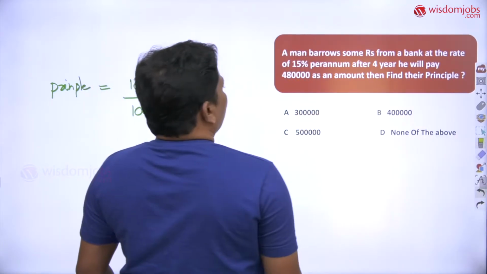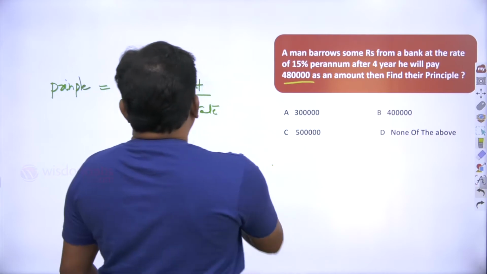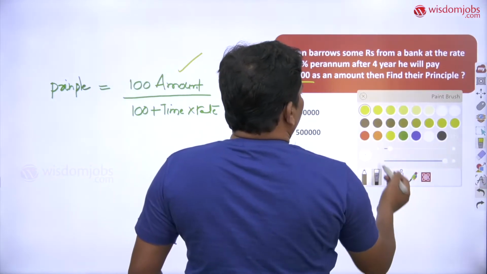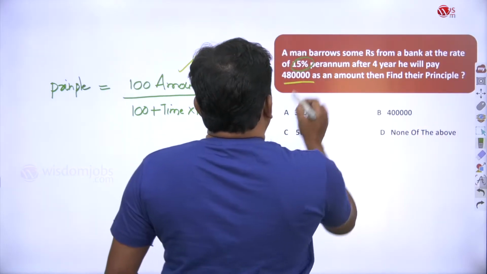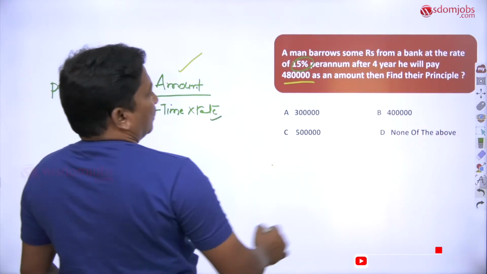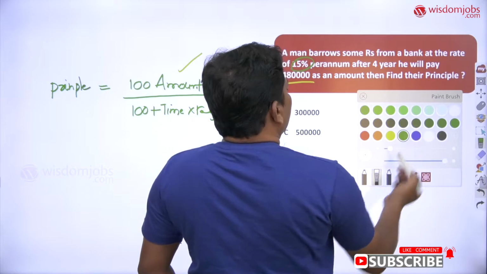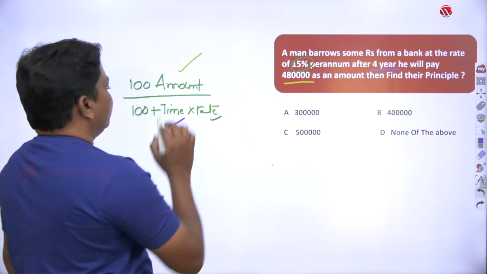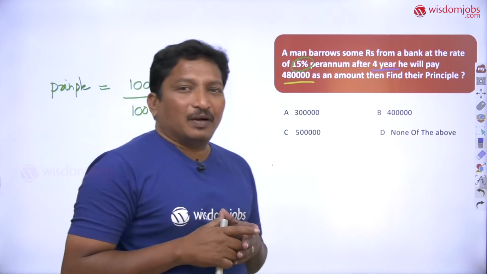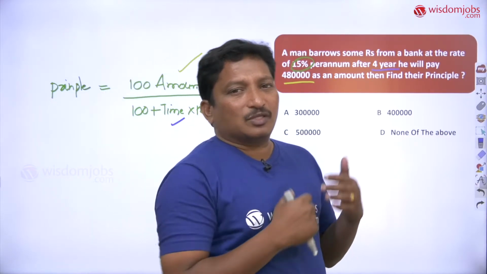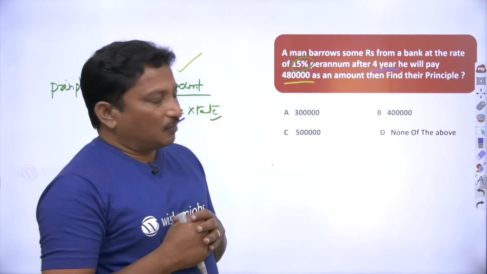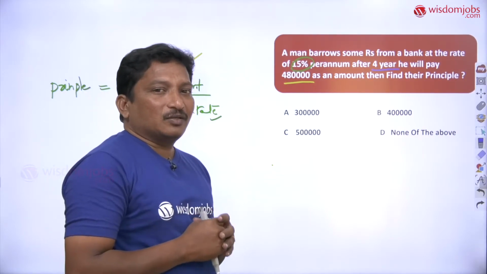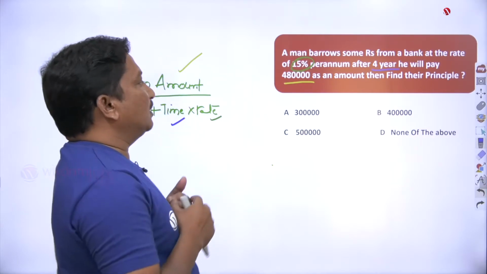According to the question, the amount is given, and the rate of interest is given. And one more thing, the time is given. If you want to find the principal for such types of questions, the formula is principal equals 100 into amount by 100 plus time into rate. Substitute these values in the formula and you get the result.